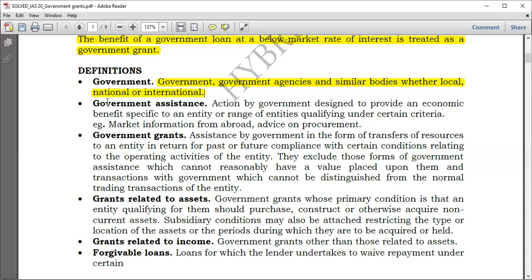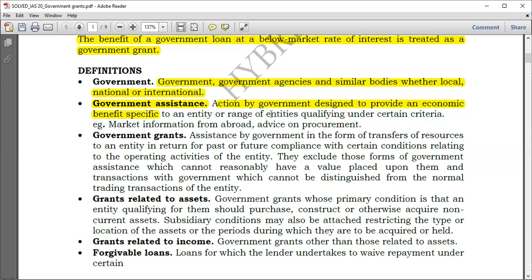Now let's distinguish between government assistance and government grant. By government assistance, we say that it is an action by the government. The government comes, designs an action to provide an economic benefit to a specific entity. So you get the benefit directly, right? To a specific entity or range of entities qualifying under certain criteria.